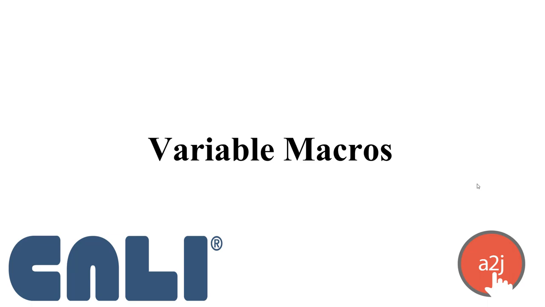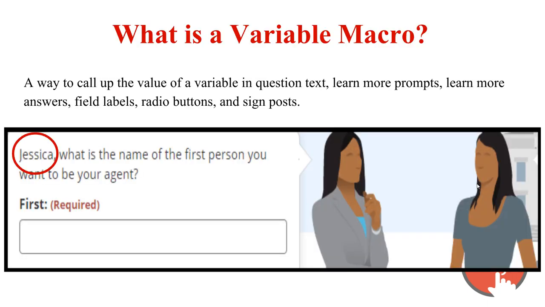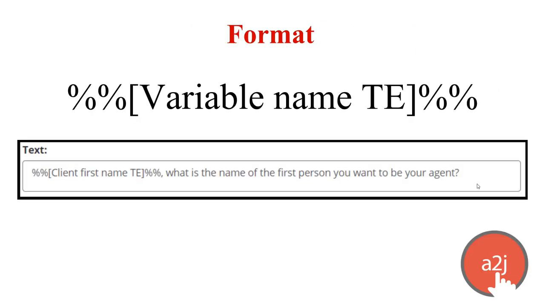First, let's talk about variable macros. Variable macros are a way to call up the value of a variable in the question text, in Learn More prompts, in Learn More answers, field labels, radio buttons, and signposts. They're a way to use information that the end user has already given you to further personalize the interview for them. The format for a variable macro is double percent sign, bracket, name of the variable, close bracket, double percent sign. You can see the format here on the screen and an example of it in the text in the screenshot below.